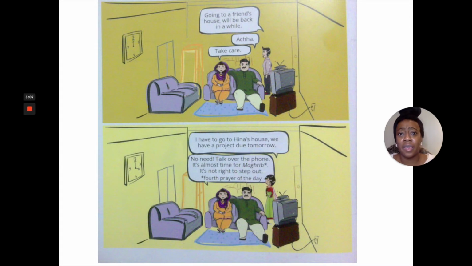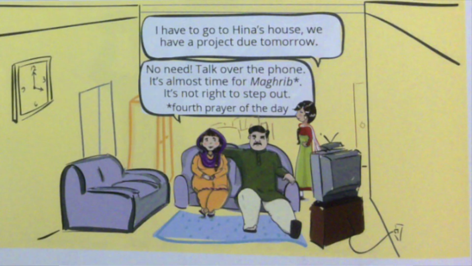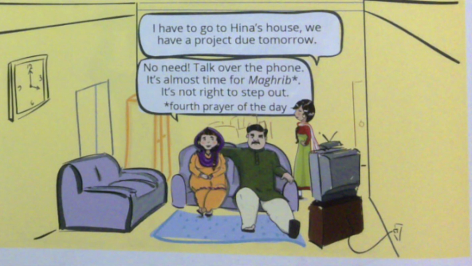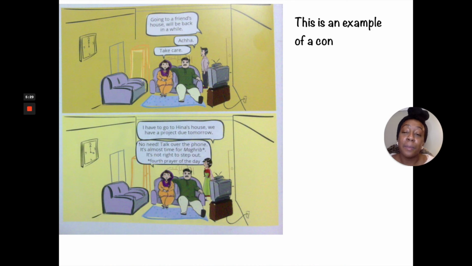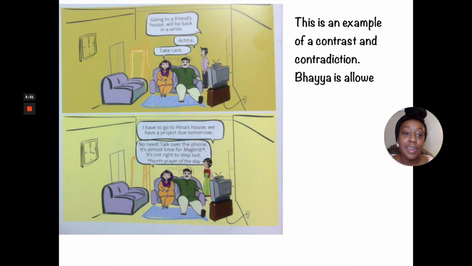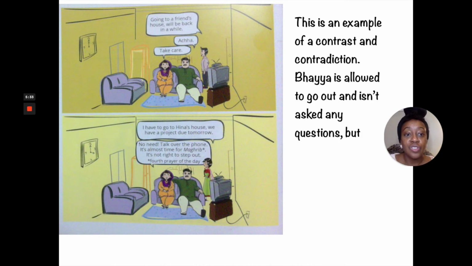So this right here is a contrast and contradiction because we see Baya going out and not being asked any questions about what he's going to do at his friend's house or whatnot. Sarah tells her parents that she's going to her friend's house to do work, to study, and she's told no. This is an example of a contrast and contradiction. Baya is allowed to go out and isn't asked any questions, but Sarah isn't allowed to go out.